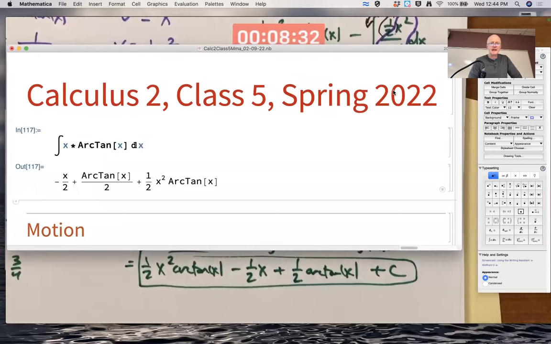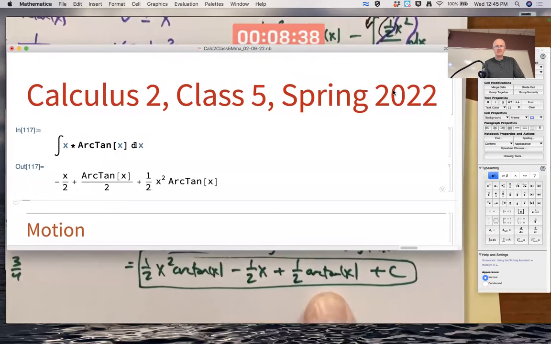Look this over, you see a negative x over 2, that's the same as negative 1/2 x. You see an arctangent of x over 2, that's the same as this one. And you see 1/2 x squared arctangent of x. Wait a minute. Mathematica would not pass the gateway. It didn't put a plus c. Well, the authors of Mathematica know you should put a plus c, but they're just leaving that to you. So whenever you check this with an indefinite integral in Mathematica, it does not put the plus c, but you should.